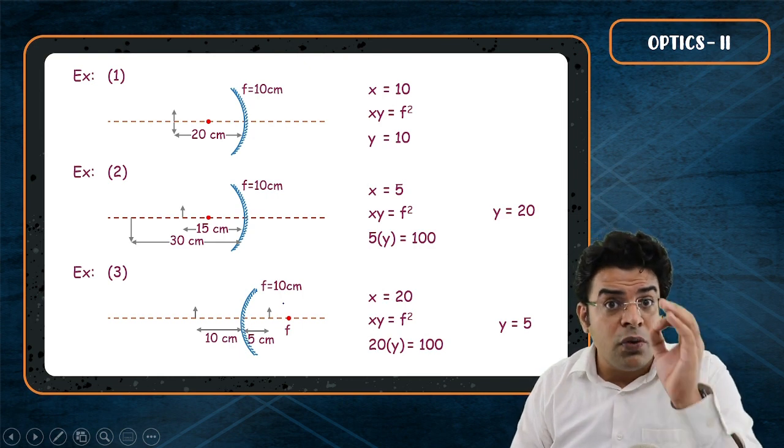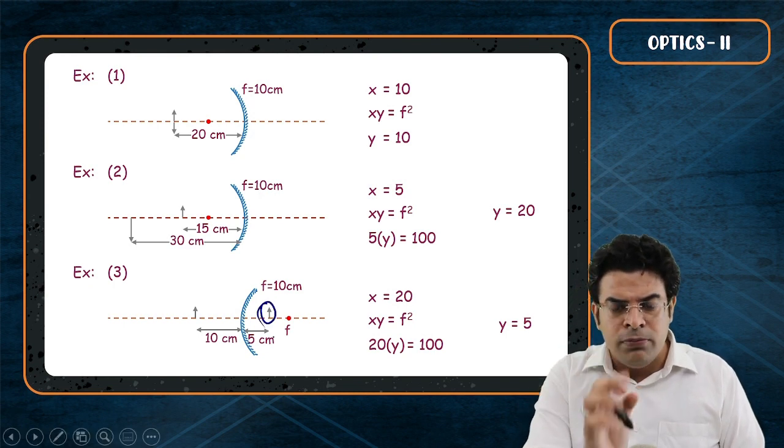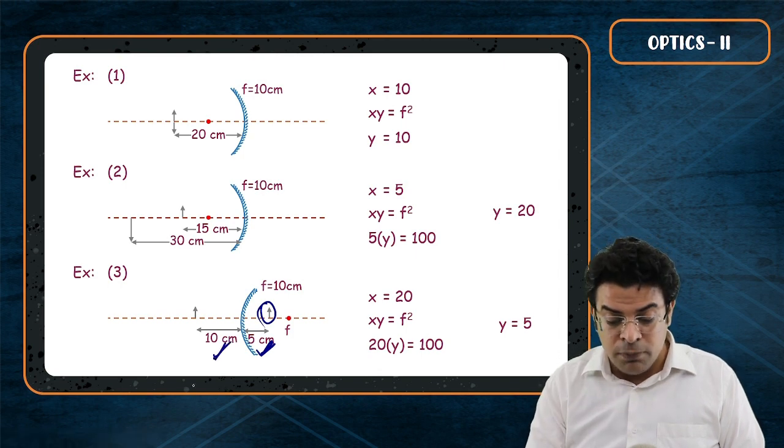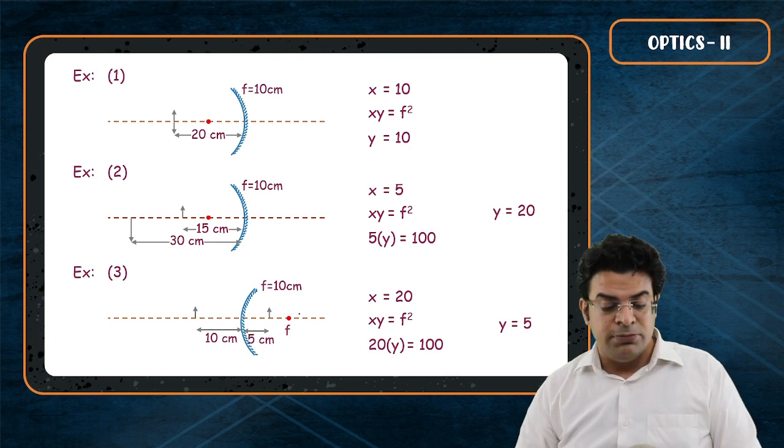And I know without raising pen, the height of the image will be half the height of the object, because the distance of the image is half the distance of the object. So if the object has a height h here, the image will have a height h by 2.